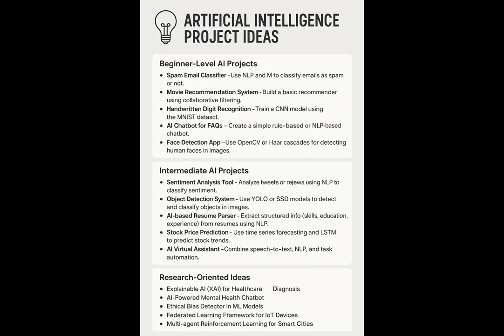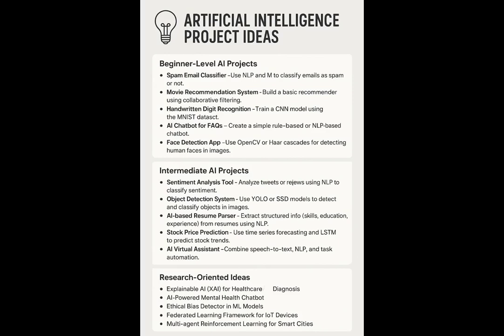Intermediate AI projects. Sentiment analysis tool. Analyze tweets or reviews using NLP to classify sentiment. Object detection system. Use YOLO or SSD models to detect and classify objects in images. AI-based resume parser. Extract structured info, skills, education, experience from resumes using NLP. Stock price prediction. Use time series forecasting and LSTM to predict stock trends. AI virtual assistant. Combine speech-to-text, NLP, and task automation.